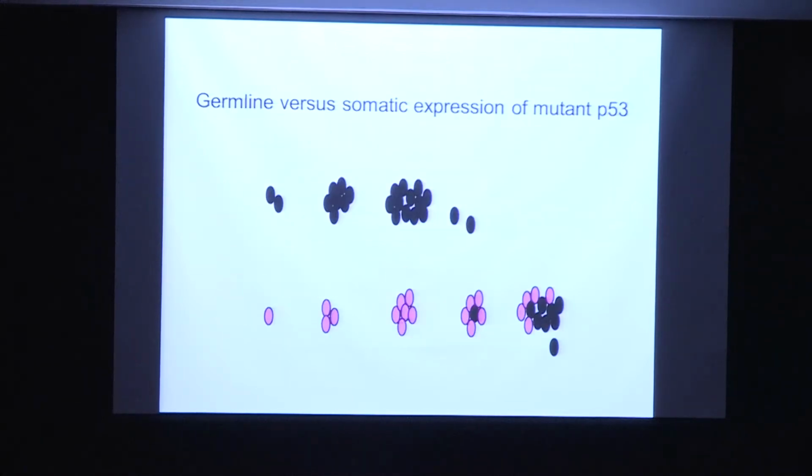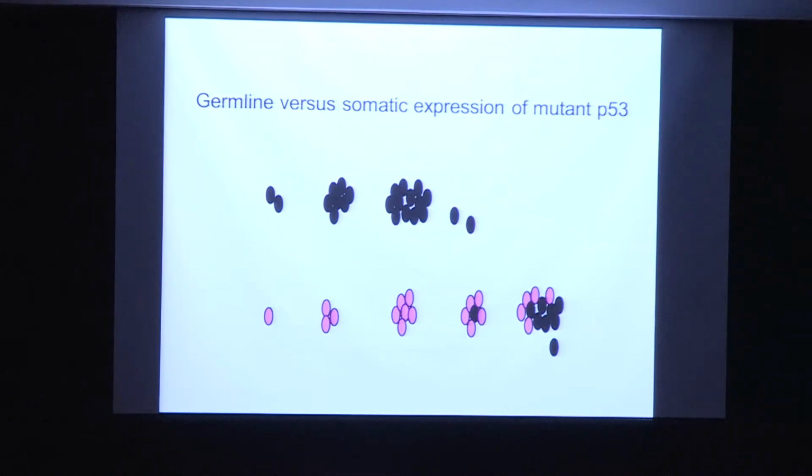Okay. So the mouse that I've been describing to you that we've studied for a long time is a mouse that has a germline mutation. Every cell in that mouse has a p53 mutation.